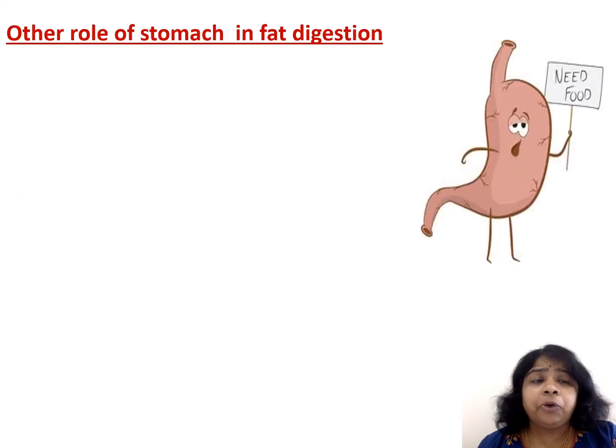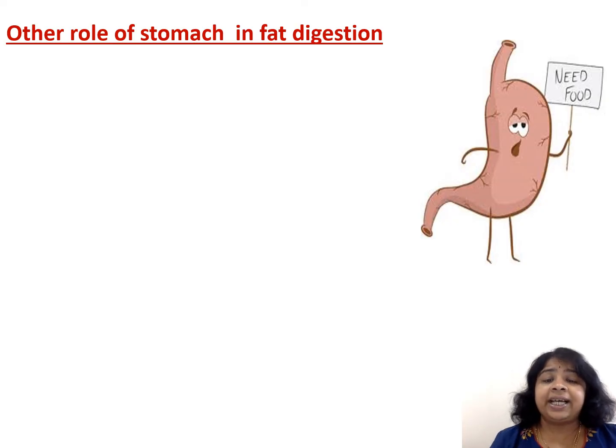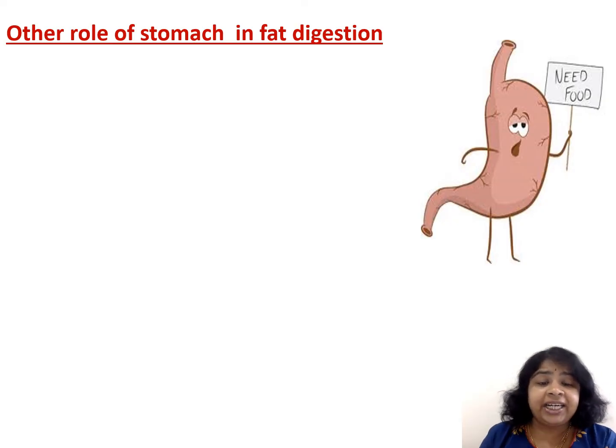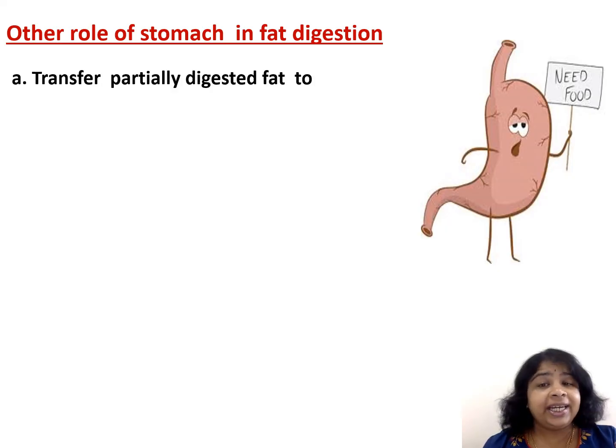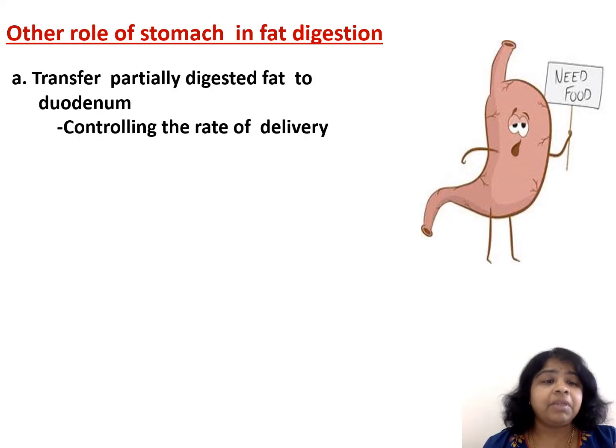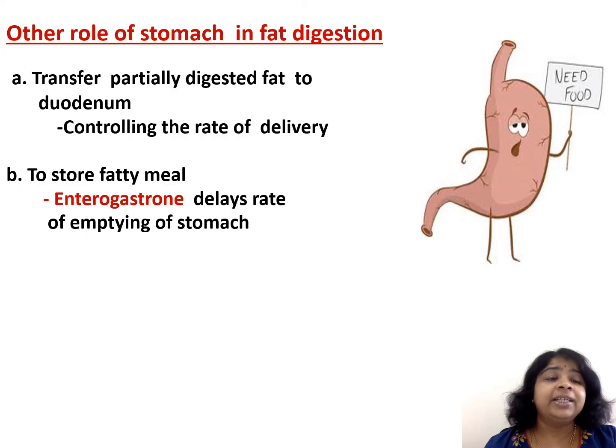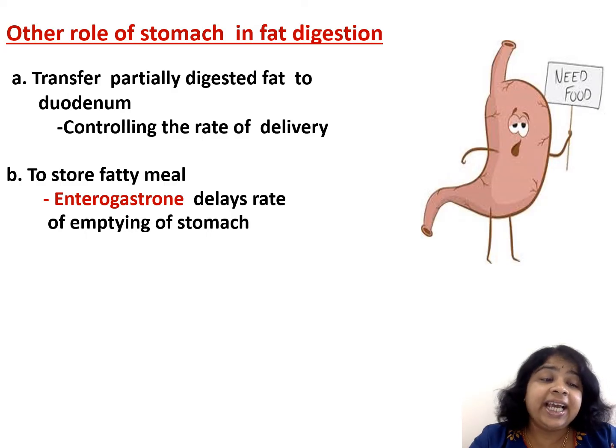So what is the role of stomach in fat digestion? So mainly it helps to transfer this partially digested fat to the intestines. So thereby it is controlling the rate of delivery. To control this rate of delivery we require enterogastrone. Okay, this enterogastrone delays the rate of gastric emptying when we have eaten a high fat meal.